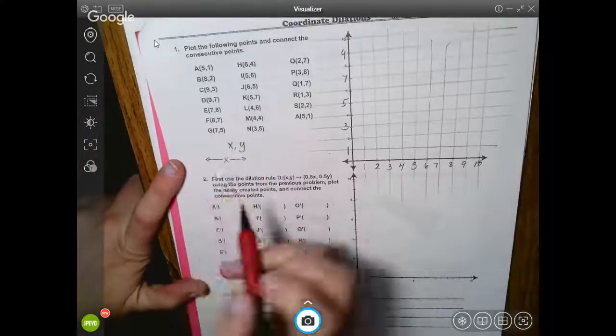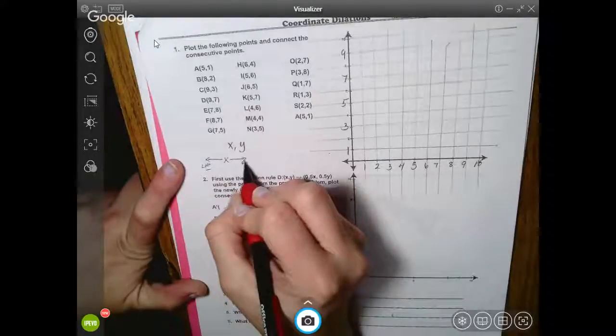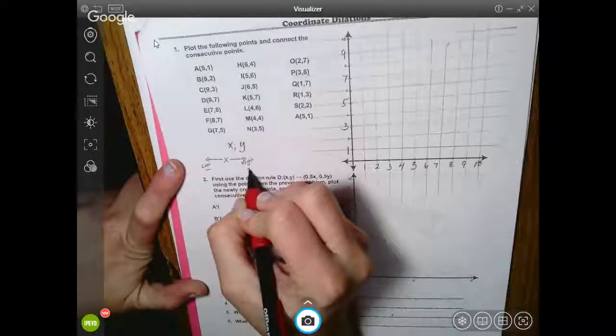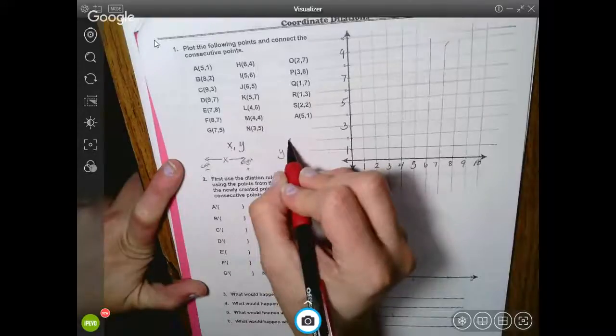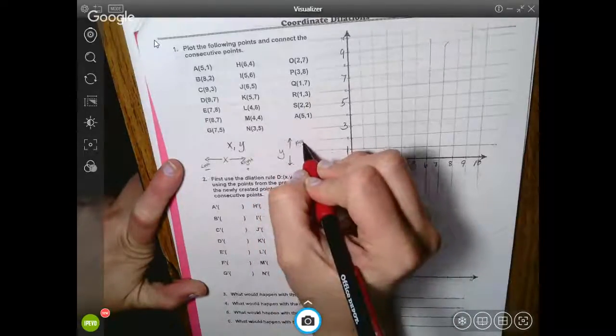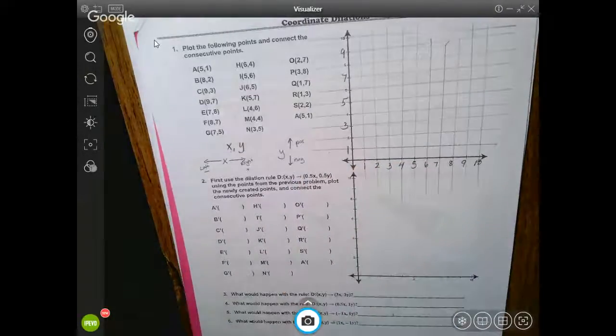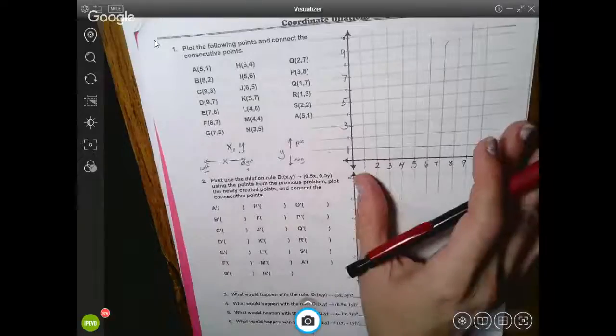The x moves left and right. If it moves left, it's going in a negative direction. To the right, it's going in a positive. Most of you know this, but in case you forgot, y goes up and down. It goes up if it's positive, and it goes down if it's negative. In this case, all the points you're plotting are in the first quadrant.